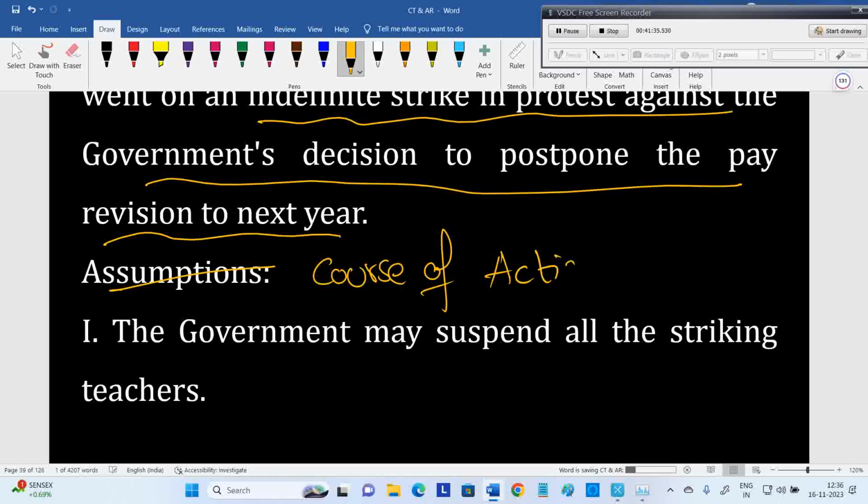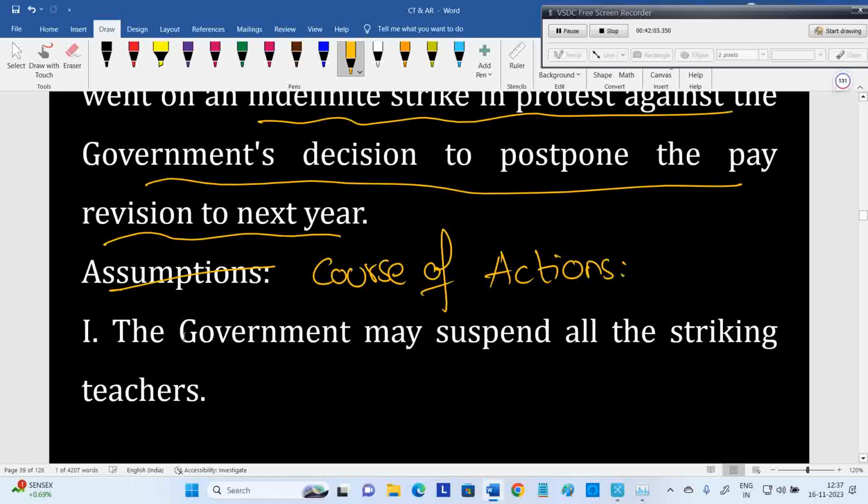So what are courses of action in general? There is some problem or situation given, and you want to improve the situation, or take immediate action to avoid that problem. What is the immediate action you should take? And that action should not create another problem. What is the action to be taken immediately to avoid the issue, but that action should not generate another problem.